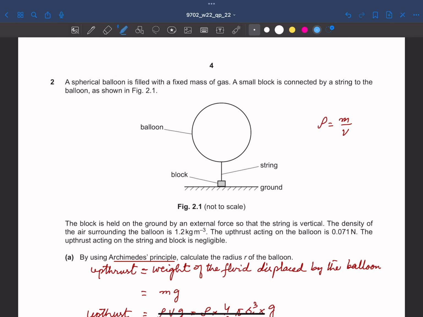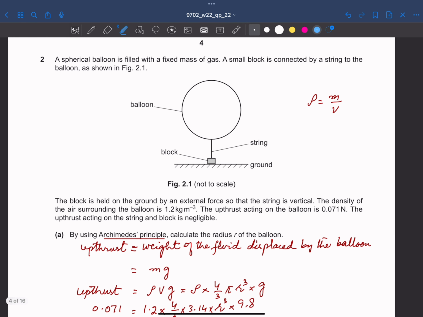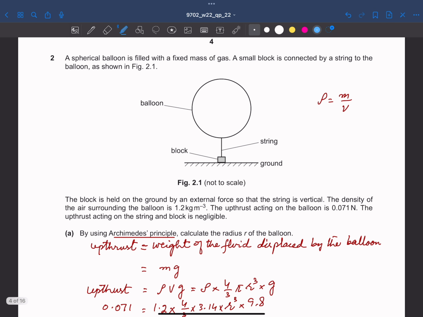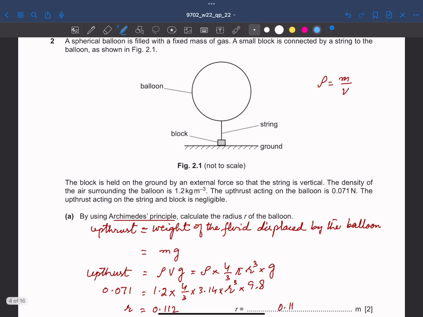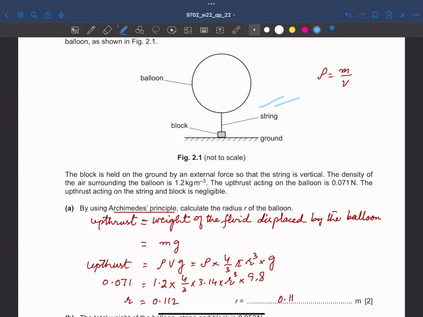Okay, then question number 2. A spherical balloon is filled with a fixed mass of a gas. A small block is connected by a string to the balloon as shown in figure 2.1. Here you have the figure. The block is held on the ground by an external force so that the string is vertical. The density of the air surrounding the balloon is given. The upthrust acting on the balloon is given.